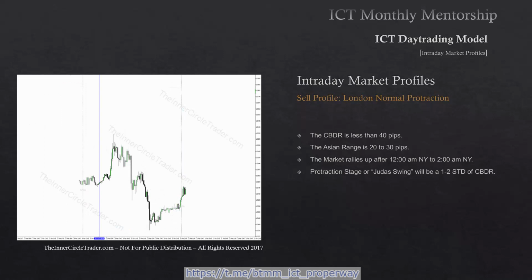As an example, this is what it would look like. As you can see here, we have a small consolidation, Asian range, and immediately after midnight time frame, price goes straight up, and then from there creates the high of the day and trades down, creating the low of the day around the London close time period, and then coming off the low into consolidation. The protractionary stage is seen here immediately after that midnight candle.